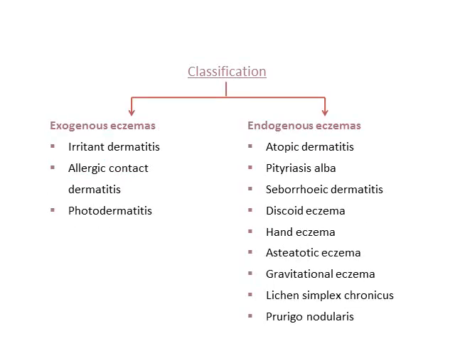So how do we classify exogenous and endogenous? What are exogenous eczemas? Examples are irritant dermatitis, allergic contact dermatitis, photodermatitis. What are the examples of endogenous eczema? Atopic dermatitis, pityriasis alba, seborrheic dermatitis, nummular eczema or discoid eczema, hand eczema, asteatotic eczema, gravitational eczema, lichen simplex chronicus, and prurigo nodularis.